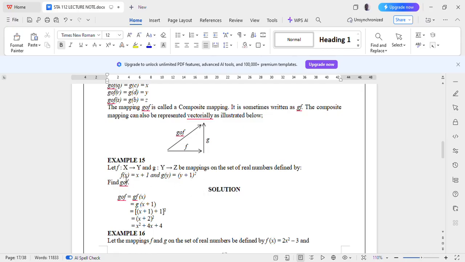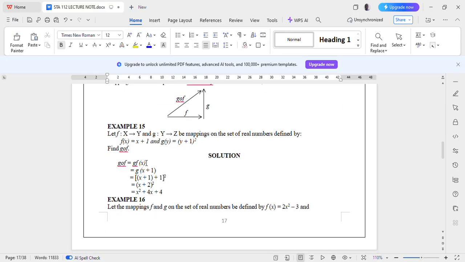Consider two examples here. Let f be a function of x to y and g be a function of y to z, mappings on the set of real numbers defined by f of x equals x plus 1, and g of y equals y plus 1 all squared. So we have to find g of f, that is g as a function of f.